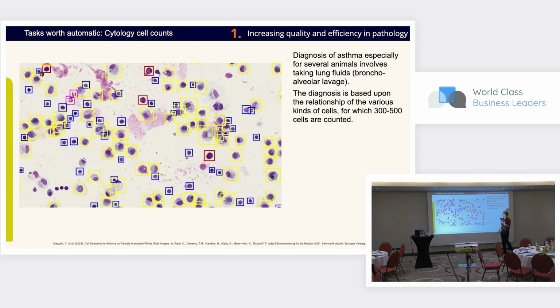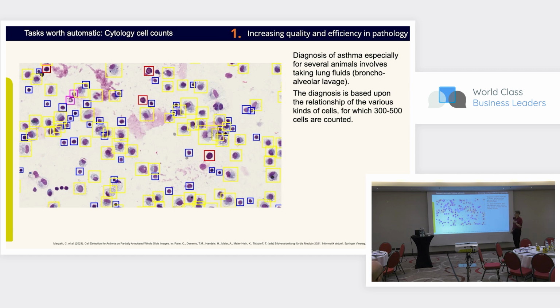Now, then there are other tasks. For example, this is from cytology. This is from the task of diagnosing asthma, which you can do. In this case, it was done on a horse, but you can do this the same way on humans, where you take a saline solution, put it into the lung, suck it out, and you get some cells out. Then you know how many cells should be erythrocytes, how many cells should be of other types, and so on. So you know which kind of cells should be there in what kind of proportion. And then to do the diagnosis, this is being counted. So the person sits there and clicks through them and counts this.